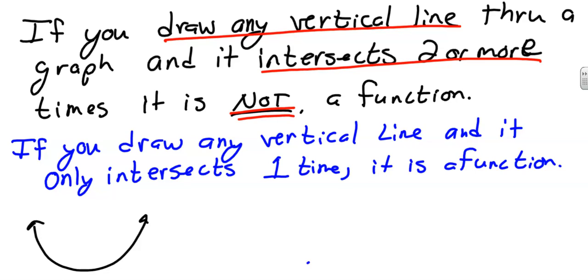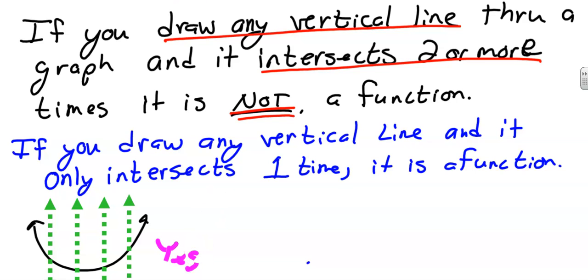And again, then all you're going to do is basically go back and just draw as many vertical lines as you want to through this thing. That hits it once, we're good. Hits it once, we're good. It doesn't matter how many times you draw any vertical line you want to on this thing. It's only going to hit it one time. So they ask you, is this thing a function or not? Yes, it is.